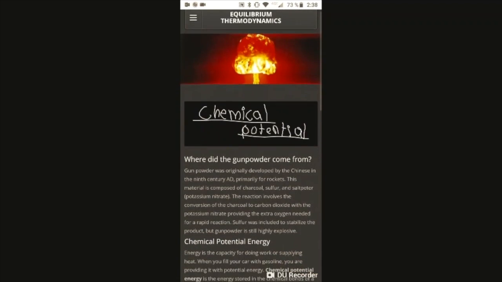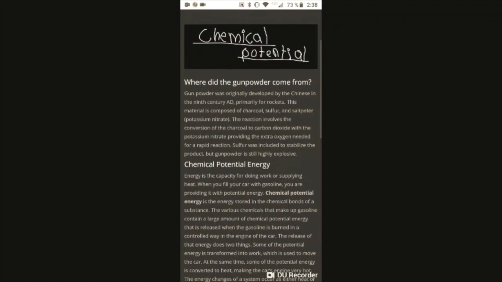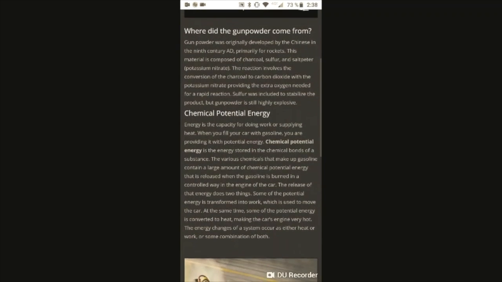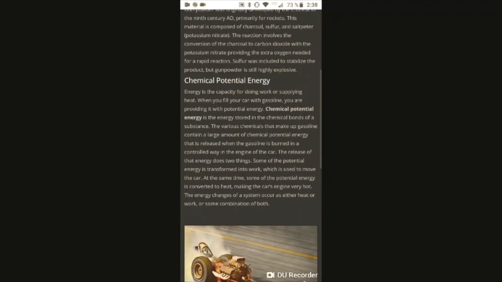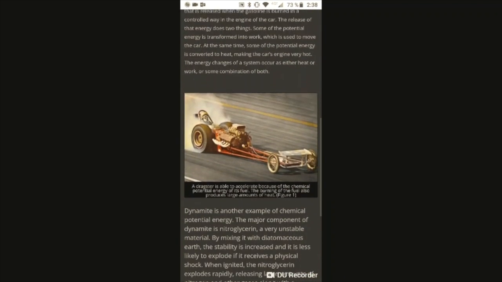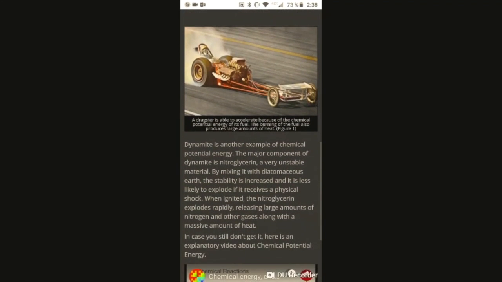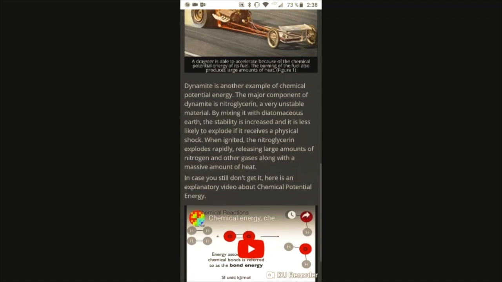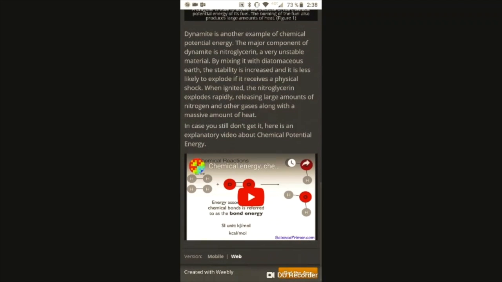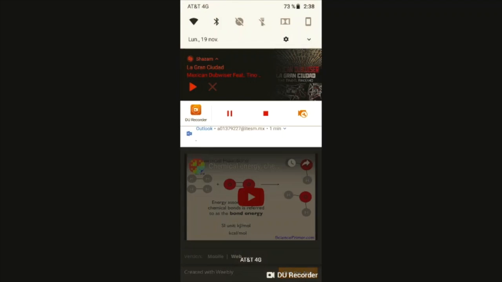Now, for this section, we will discuss how the chemical potential has been used since the creation of gunpowder, its definition, which is the energy that is stored in the chemical bonds of a substance, and some examples in real life where chemical potential is used, such as in gasoline and in dynamite. Finally, there will be a video explaining in detail what chemical potential is and how it is transformed.